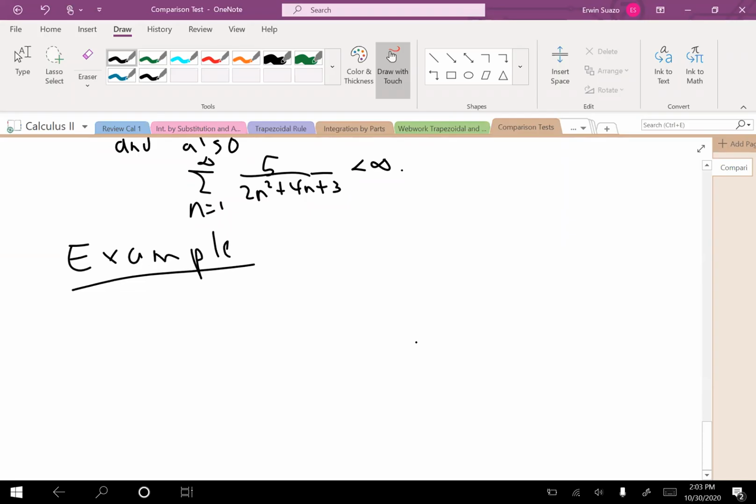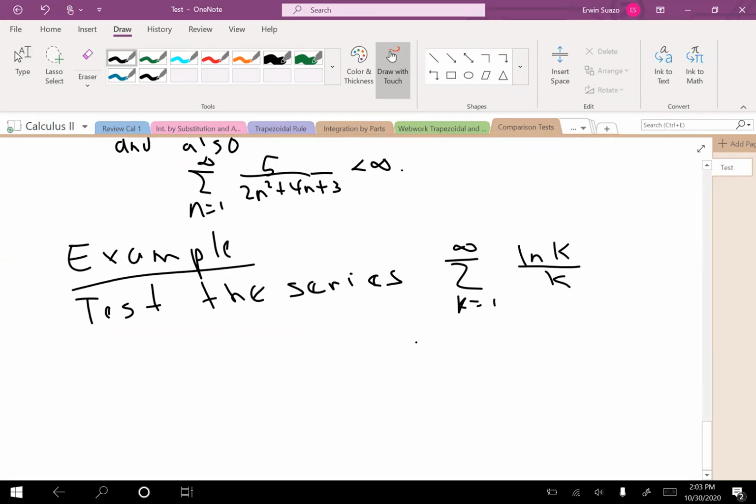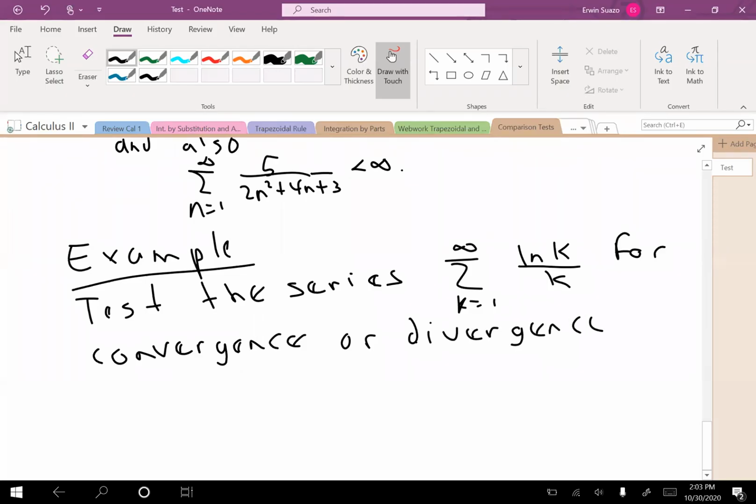Test the series, the sum from k equals 1 to infinity of ln of k divided by k, for convergence or divergence.